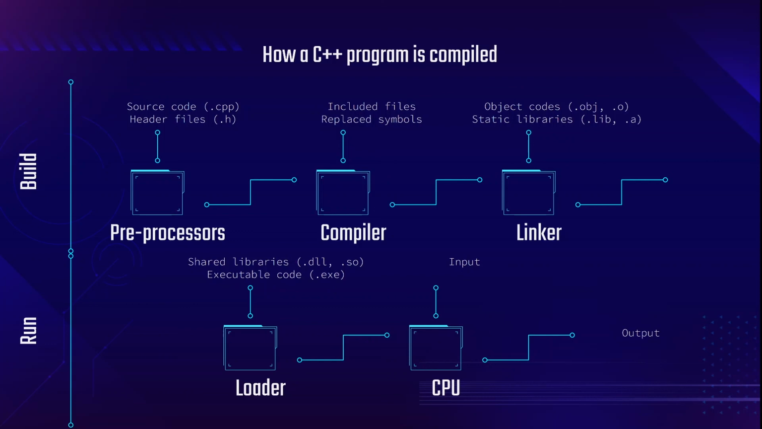And next we're going to be doing your object code, so .obj or .o, and your static libraries. These are the ones that aren't going to be changing, right? So your .lib and your .a, those are going to go into your linker. Now that we've finished the build part, now we're going to be going into the run part. So once all of the previous steps have been completed, we start going into the shared library, so like .dll, .so, and the executable, or the .exe. Those go into the loader, which then takes the input and we put that into the CPU, and then when that's all done, we'll have a completed program. It'll show whatever output that we're supposed to be getting.